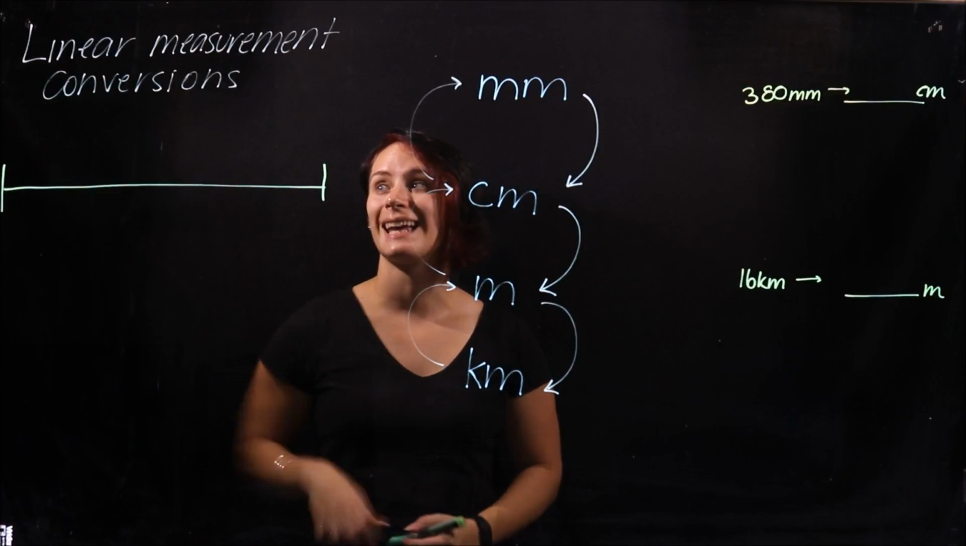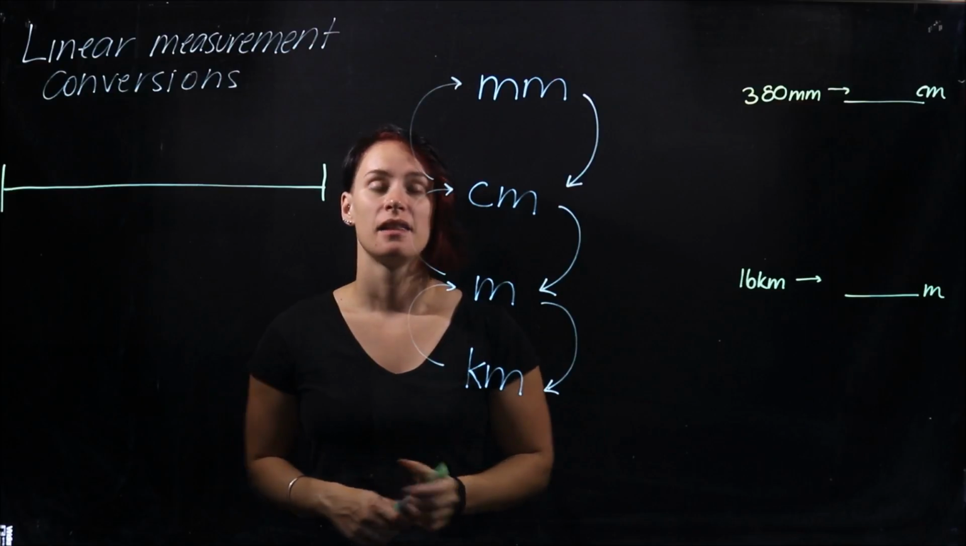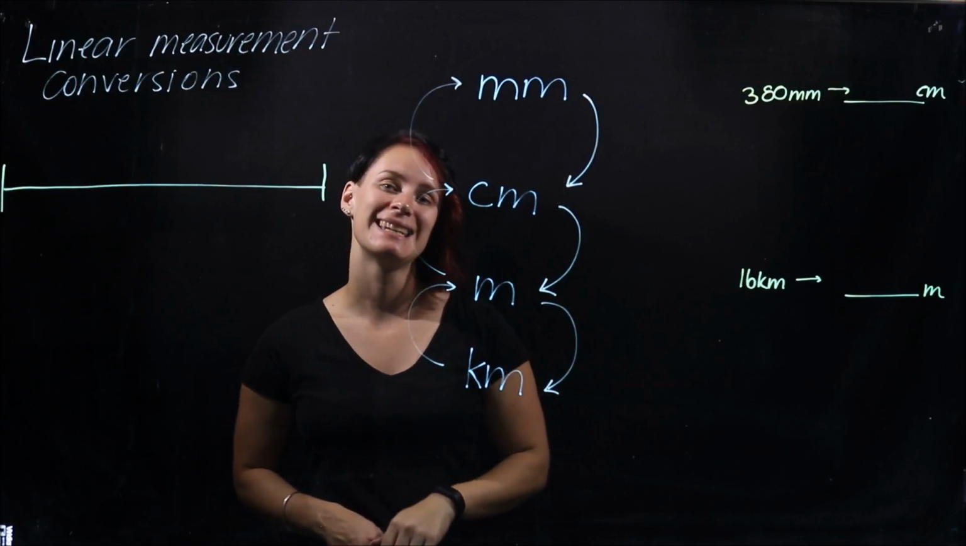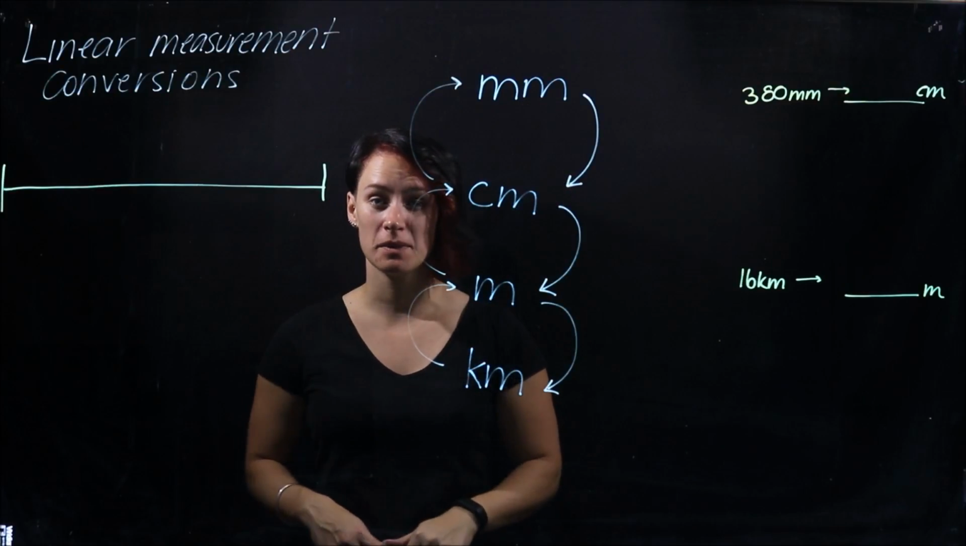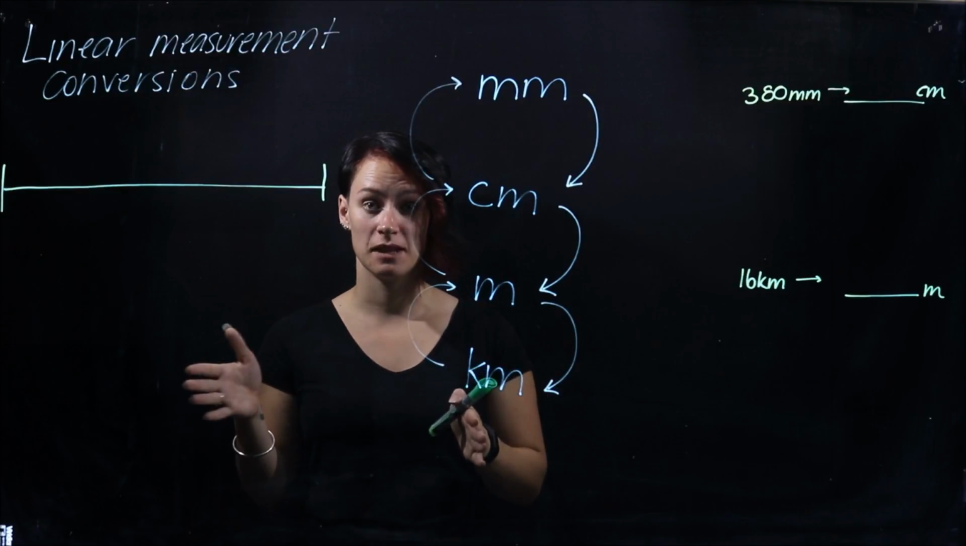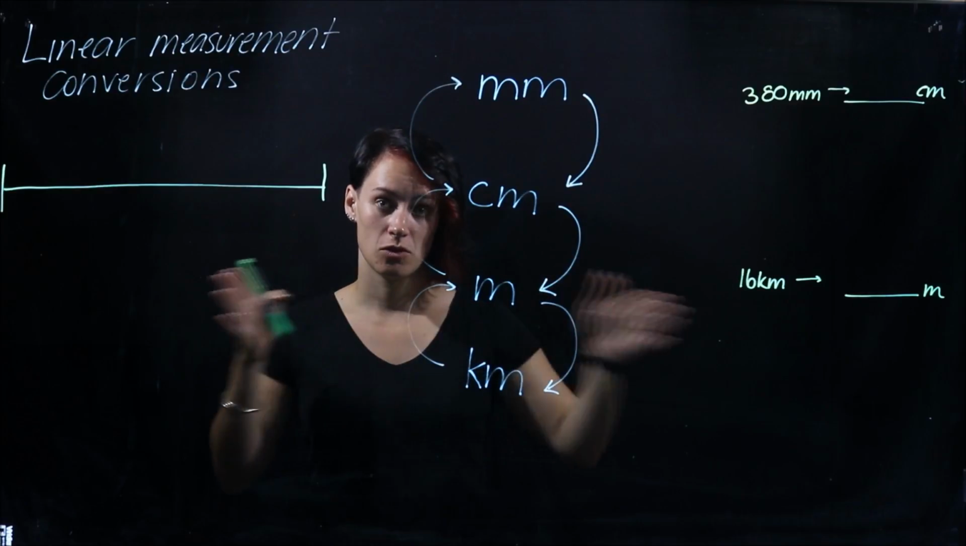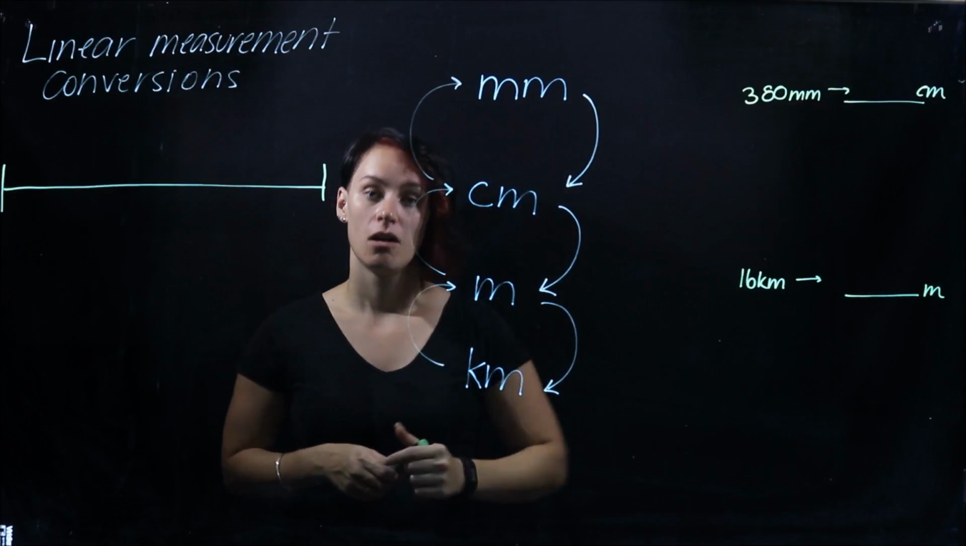Okay, in this lesson we're looking at linear measurement conversions, and these are some of our linear measurements that we usually use. We're used to seeing millimetres, centimetres, metres and kilometres, and we have to know how to change in between them. We're used to seeing a 30 centimetre ruler that has centimetres and sometimes millimetres on it, but we need to be able to move between all the different types of measurements.